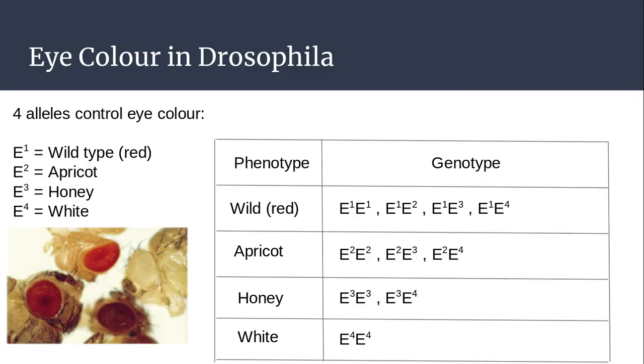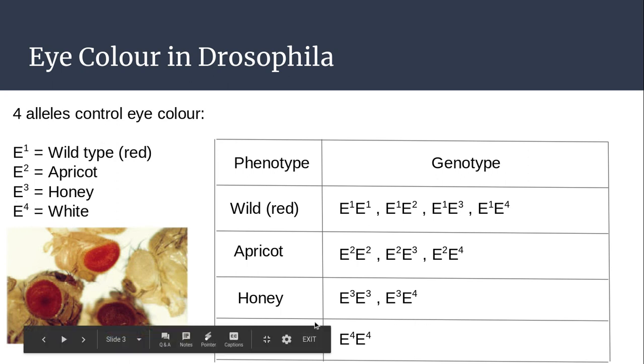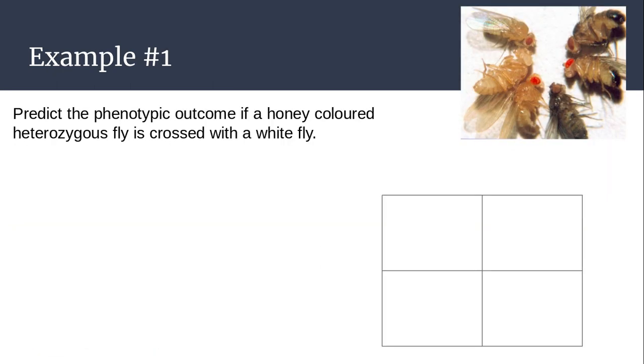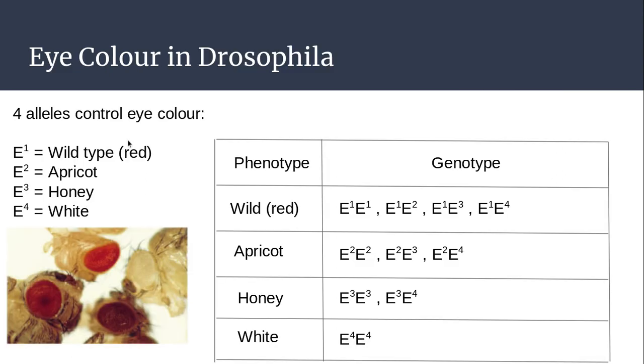If we go back to our legend in the last one, we're looking here. White is E4s. So if I look at my genotypes, my only option is E4, E4. And the other one said wild type. It says predict the phenotypic outcome if a honey-colored heterozygous fly is crossed with a white fly. So I'm just going to go back one more time. Here is honey.